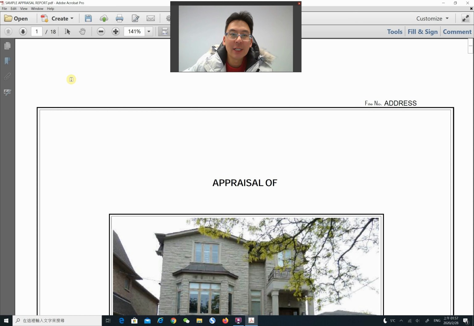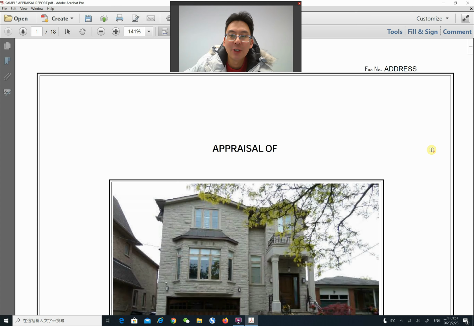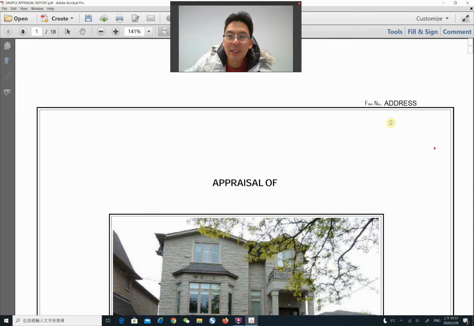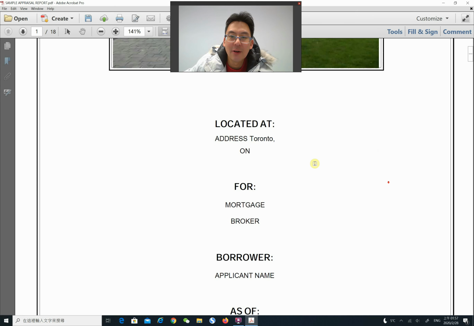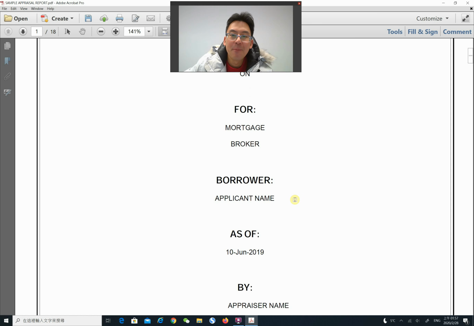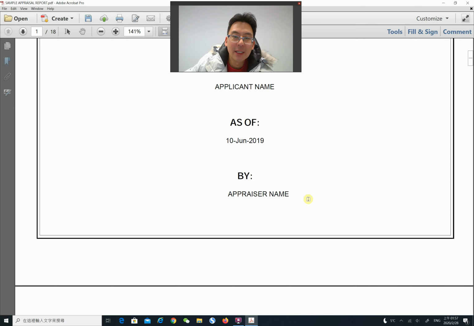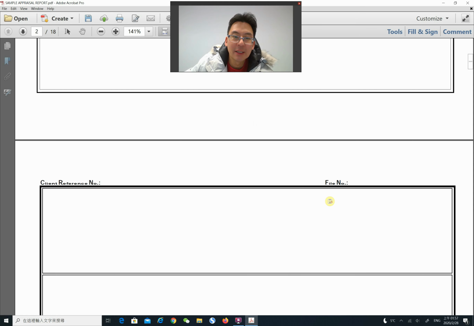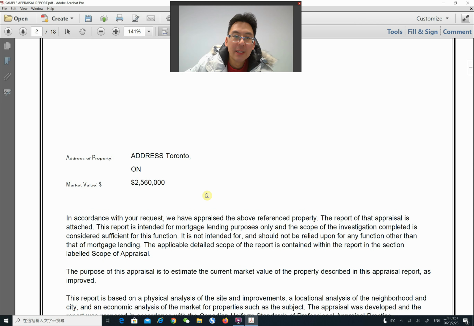Okay, so as you can see, this is an appraisal report. It's a sample one. I edited it and crossed out a lot of confidential information. Usually there's an address, appraisal for, the location of the property. This is for the mortgage broker or your company or the lender. This is for the borrower, the applicant name, the date, and the appraiser's name, address, and this one is very important.